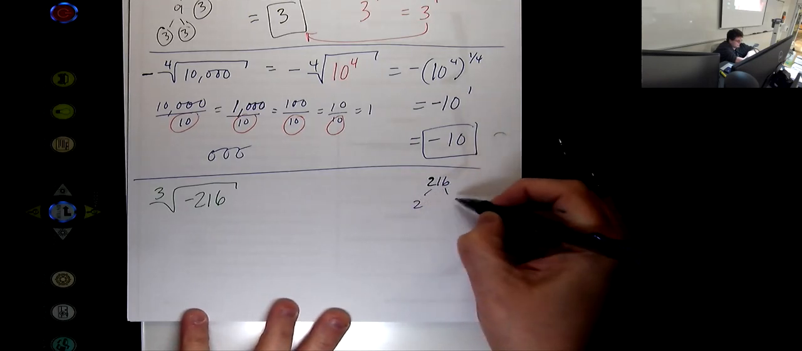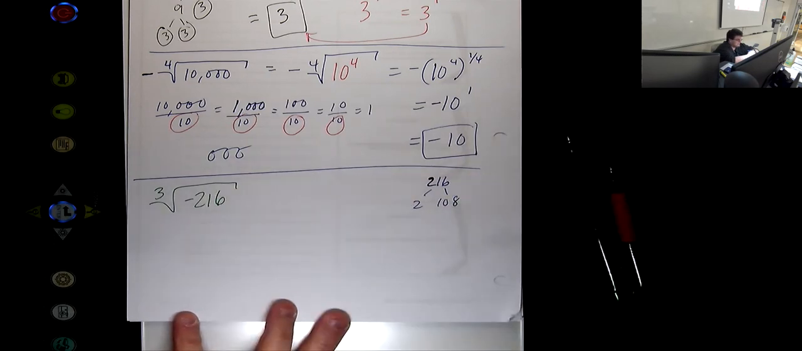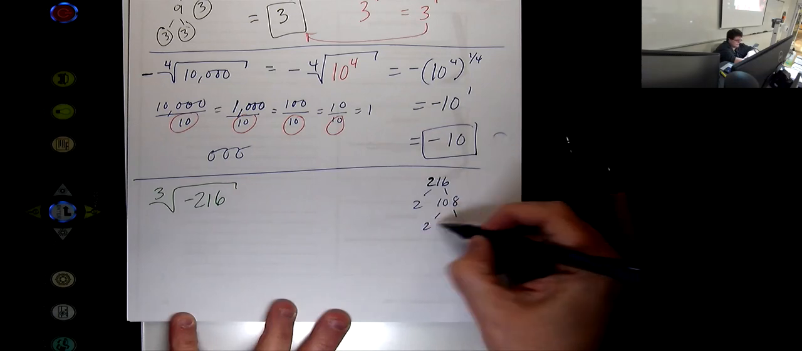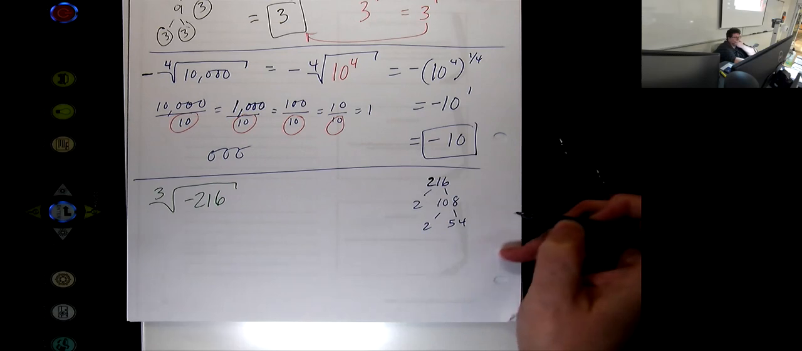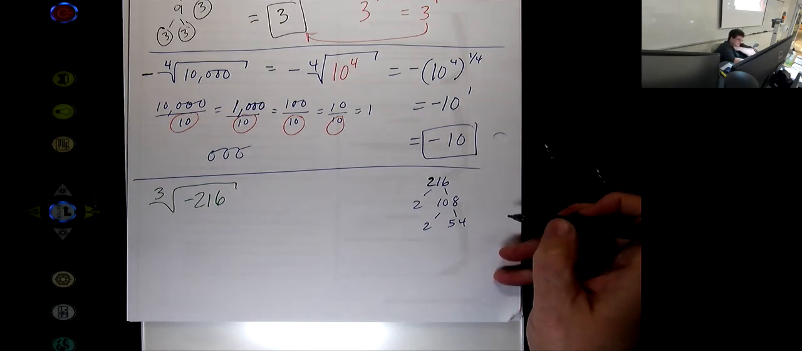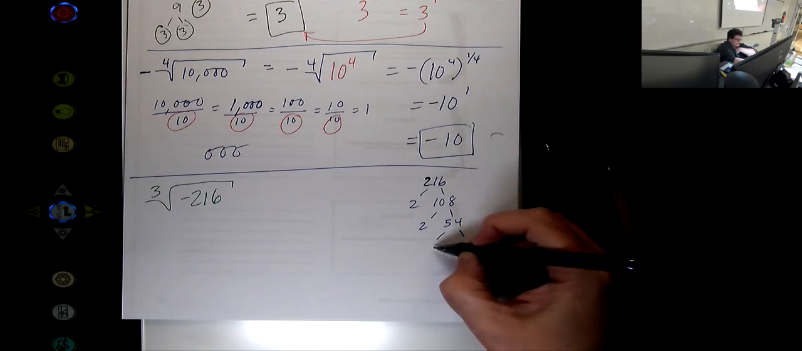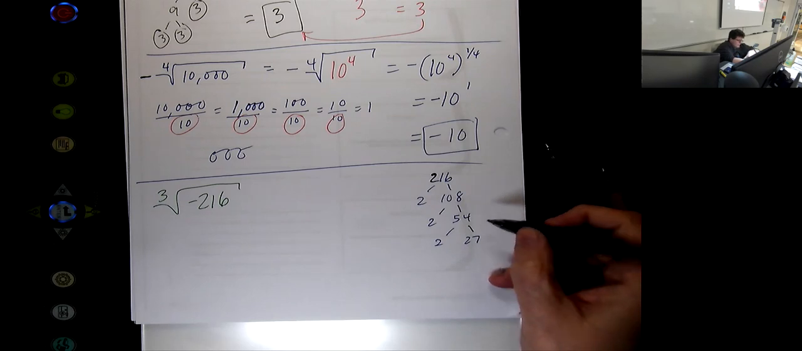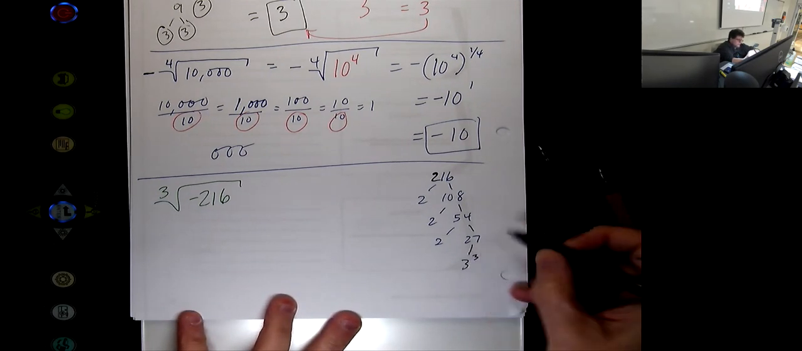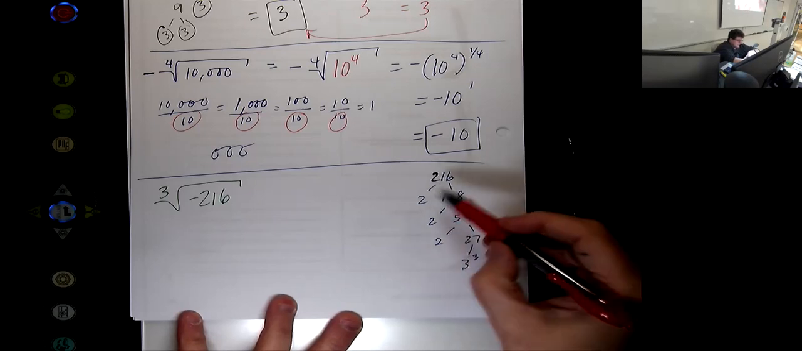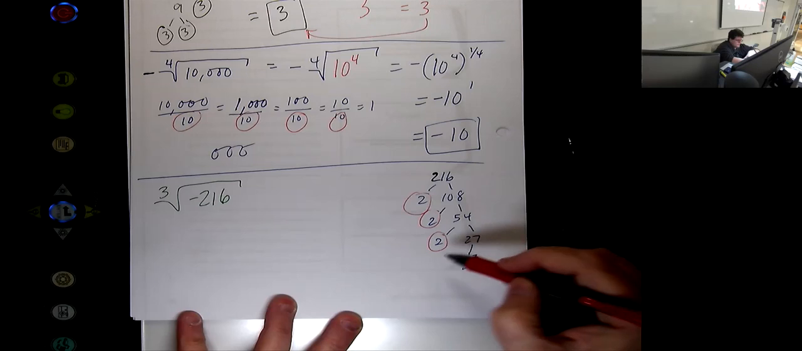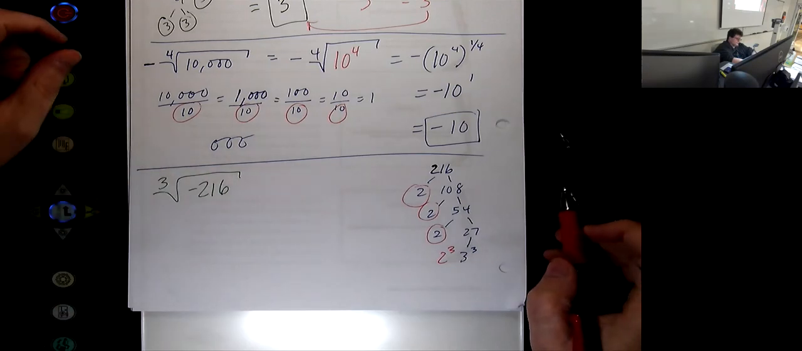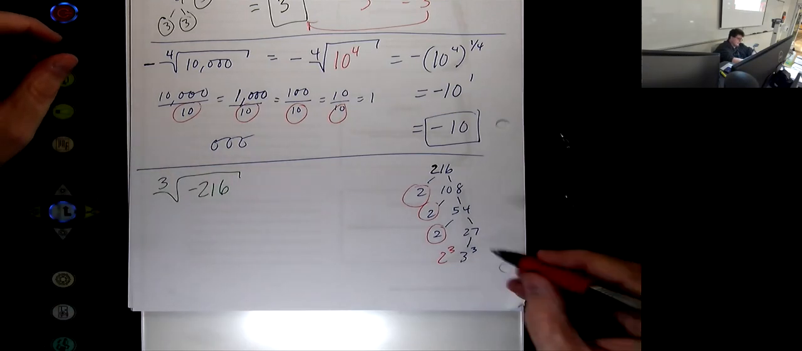If I do 2, I'm going to get 108. And that's again even, so I can pull out another 2, and I get 54. Again, that's even, and I get 2 and 27. And we already did this one earlier. We saw that was 3 cubed. So I've got 2, 2, 2, which is 2 cubed. I've got 2 cubed times 3 cubed. And I can leave them like that.